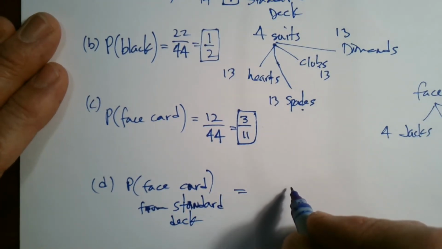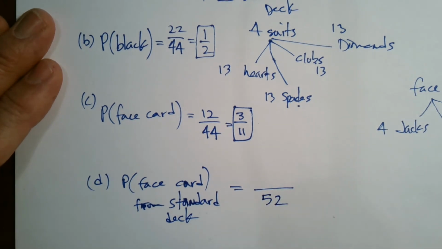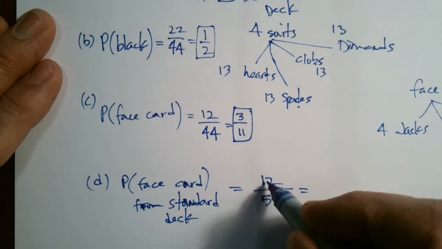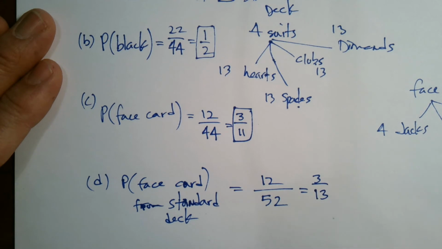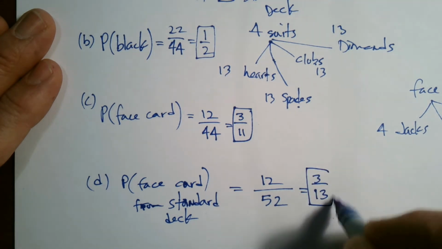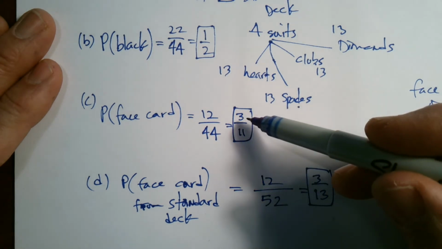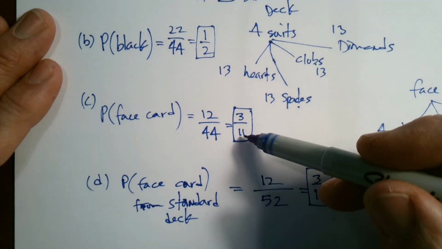Well, that's just going to change my denominator, because now my denominator is 52, because that's a standard deck, and there are still 12 face cards, aren't there? So if I simplify that, I can still divide by 4. 12 divided by 4 is 3, and 52 divided by 4 is 13. So it asks which probability is greater. Is 3/11ths greater or 3/13ths? Well, 3/11ths is greater, isn't it?